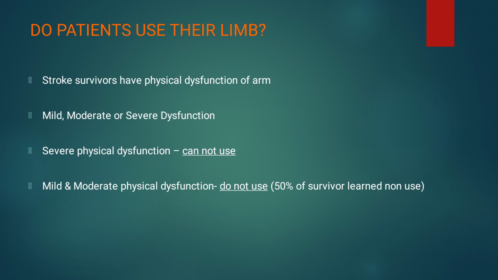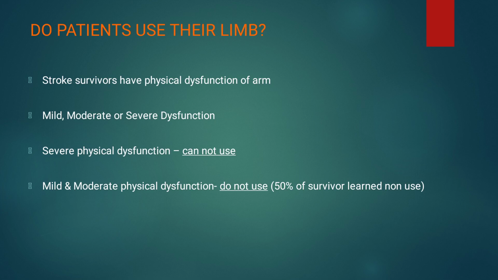Do patients really use their affected limb? Because we know the stroke survivors have physical dysfunction of the arm, and there could be a mild, moderate and severe dysfunction. Severe physical dysfunction is where the patient is unable to move his or her arm, sometimes not able to open his fingers.